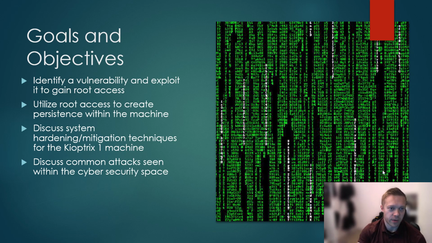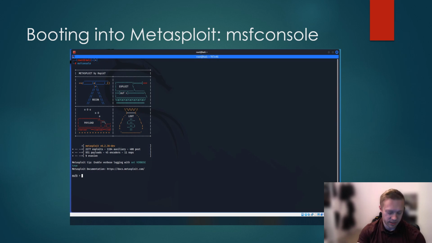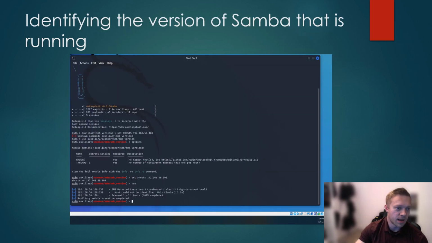So let's talk about how we actually gained access to the Kioptrix machine. First, we booted into Metasploit. Once we're in the Metasploit console, we were able to figure out which version of Samba was running. This was done using Metasploit, as I said, and identifying the version of Samba was pretty straightforward. We were able to see that we were running 2.2.1a within the Kioptrix machine. This is exploitable. Our next step was to find an exploit we could run.